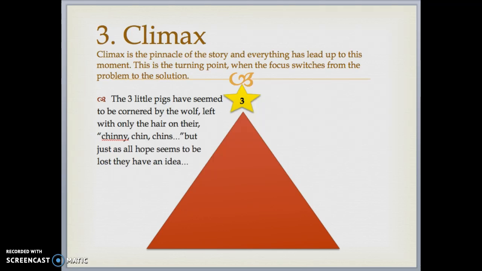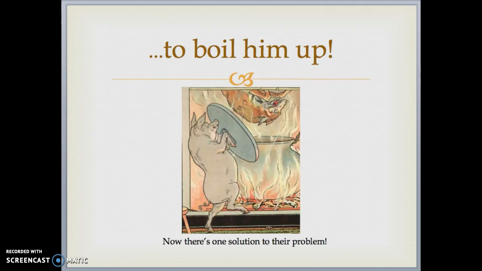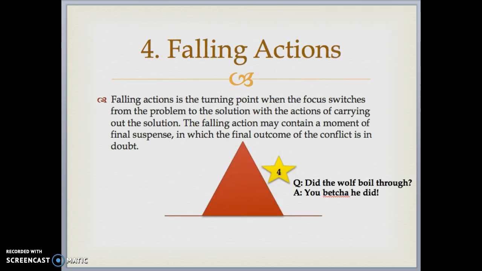And again, using the 3 little pigs as the example, the 3 little pigs have seemed to be cornered by the wolf, left with only the hair on their chinny chin chin. But just as all hope seems to be lost, they get an idea. And what is that idea, you ask? To boil him up. Now there's one solution to their problem, of course, permanent, if you will.